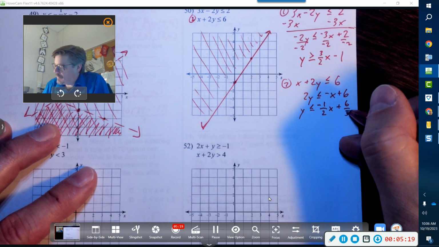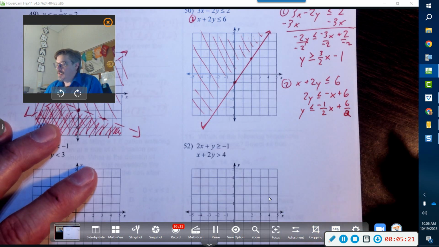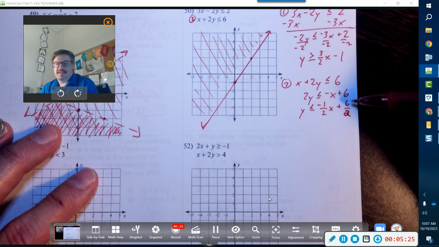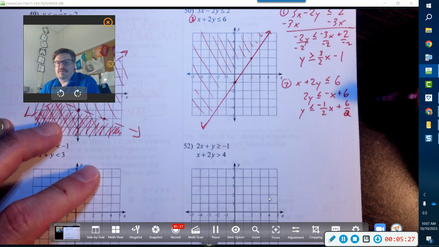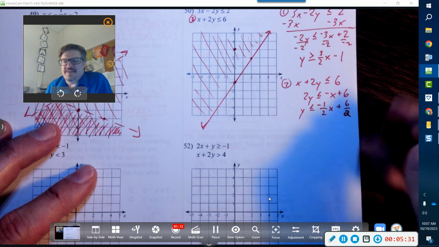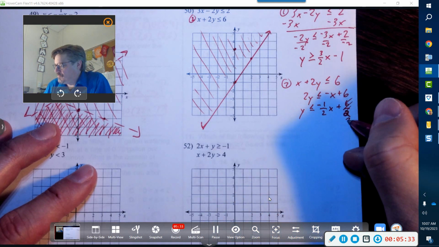Okay, oops, sorry. In my brain I said 3. When I divide negative 1 by 2, I get negative 1/2, and then this is 6 divided by 2. That's going to be 3. So let's go to positive 3. I'm not even going to write that out. I can just scribble it out and just write a 3 if I wanted to.